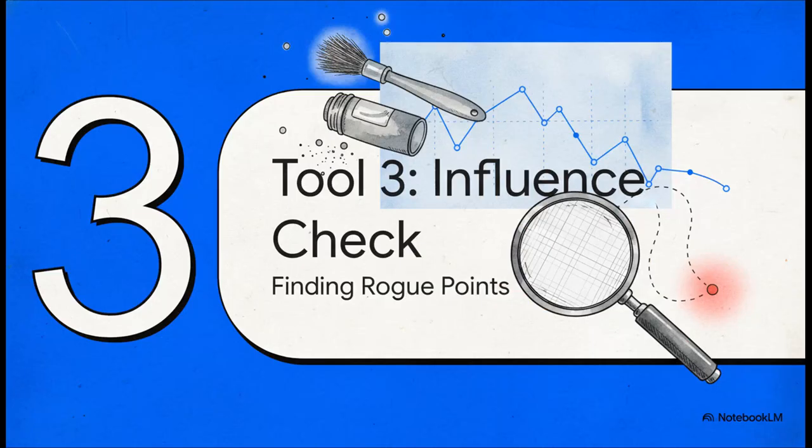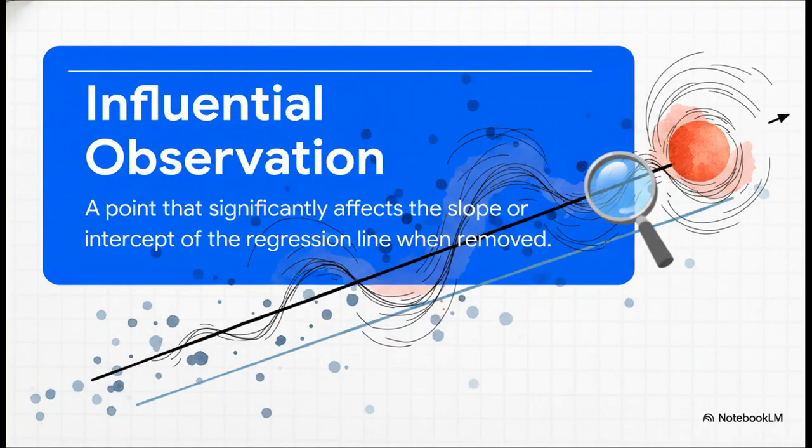All right, time for our third and final tool in the detective kit, the influence detector. We've checked the overall strength, we've checked the pattern of the errors. Now we're going to zoom way in to see if any single rogue data point is messing up our entire investigation. So what exactly is an influential observation? Think of it as a point with way too much power. It's a data point that if you were to just delete it, the entire regression line would dramatically shift or pivot. It's one little point that has a ton of sway over the whole model.